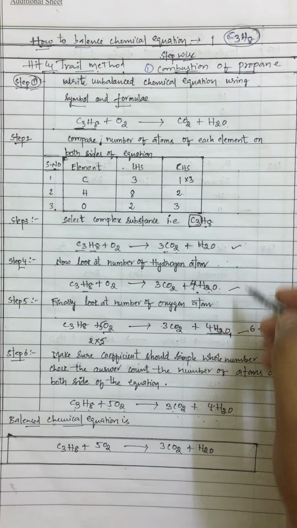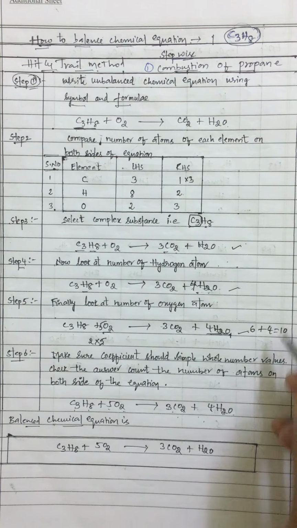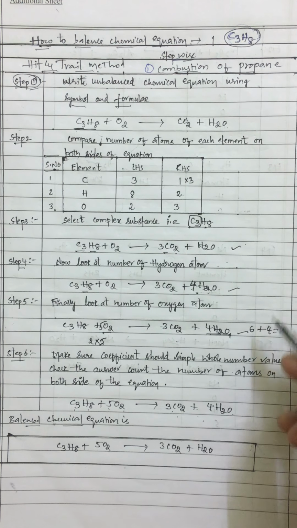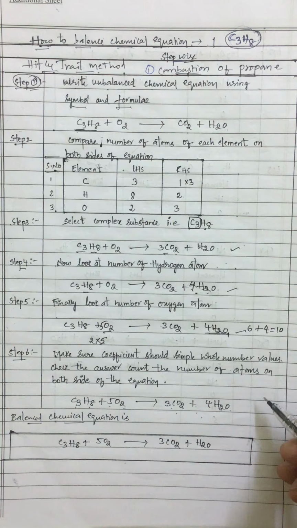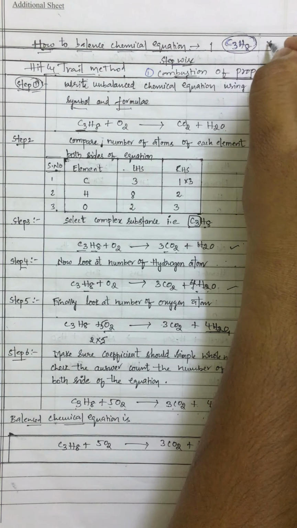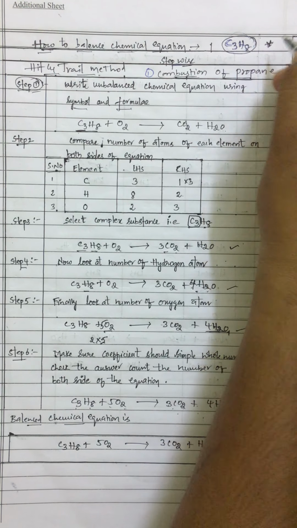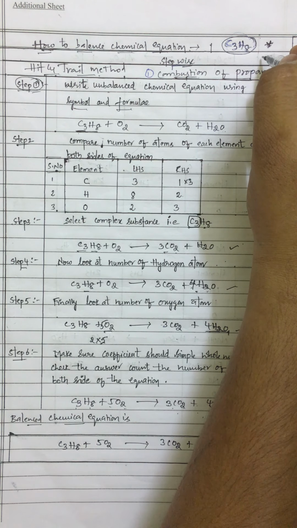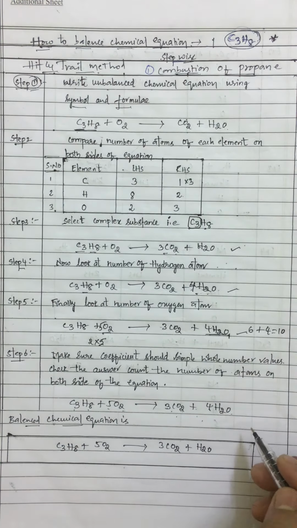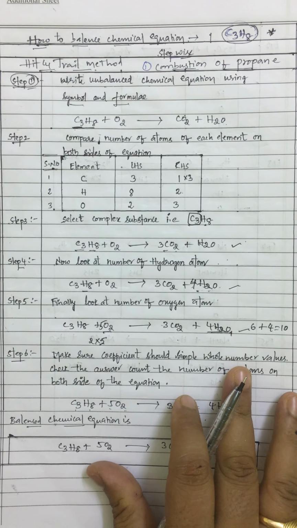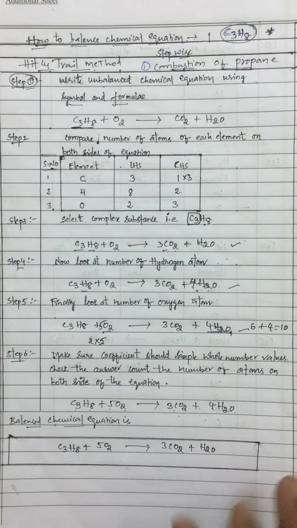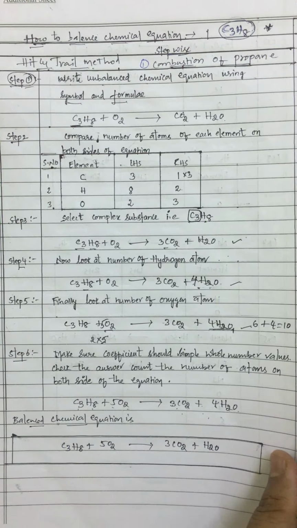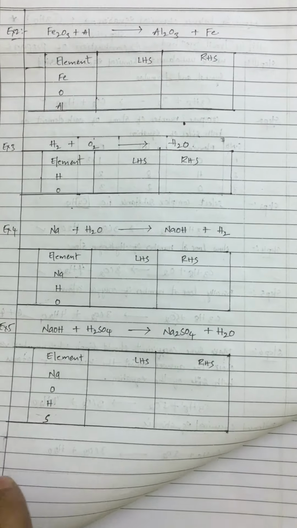This is how we balance a chemical equation in a stepwise manner by the hit and trial method, which is very important for our SSC examinations, that is, our 10th class examinations, and for the CBSE board examinations. Very important concept: how to balance a chemical equation. Let us try a few more examples.